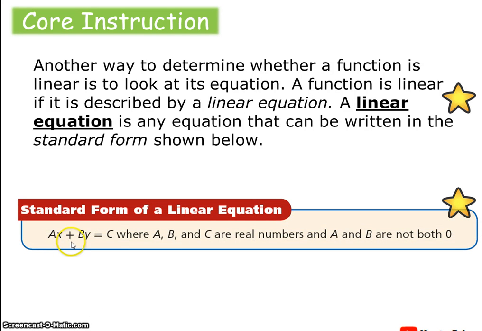is ax plus by equals c, where a, b, and c are real numbers and a and b are not both 0. If a and b were both 0, then this would simply be 0 equals some constant number. So the coefficients in front of x and y have to be real numbers, and they both cannot be 0. So let's take a look at what that means.